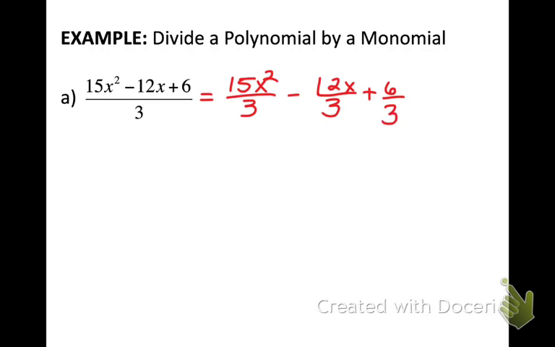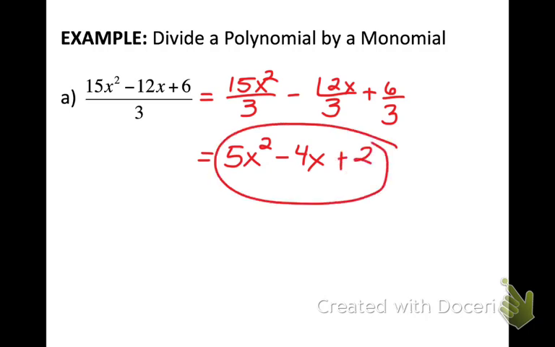What's the answer? No, we can go right to the answer. I'm just doing this for your notes. So 5x squared divided by 3, or sorry, 15x squared divided by 3 is 5x squared, minus 12x divided by 3, which is 4x, plus 2 would be your answer.